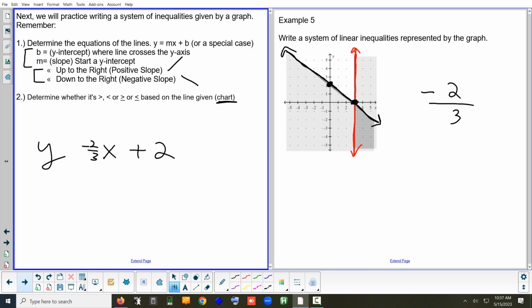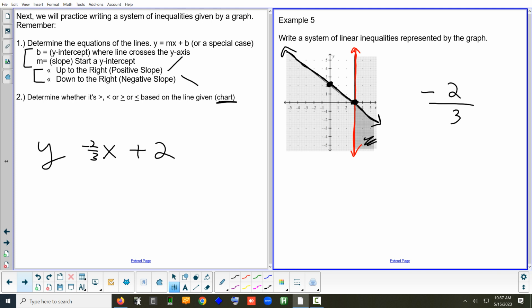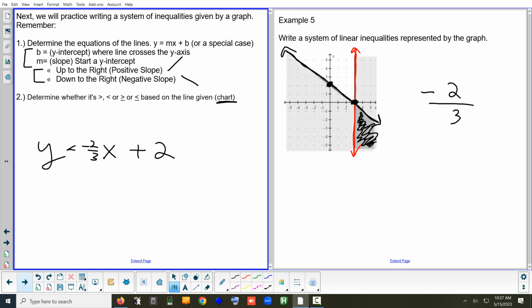And now this is a solid line. And look at where you ended up shading. That was the final answer. That's a solid line, and you've shaded below. What inequality symbol represents solid and below? Yeah. Perfect. Less than or equal to.